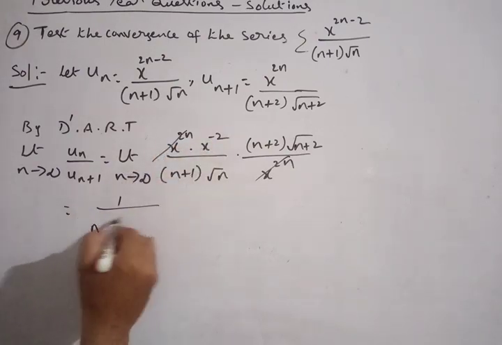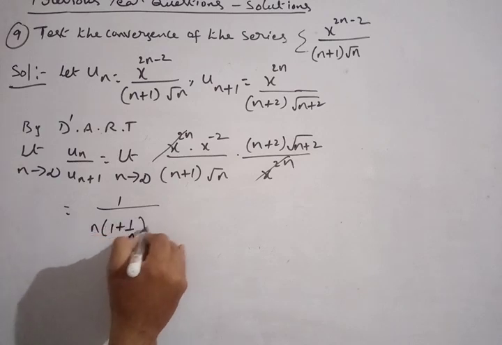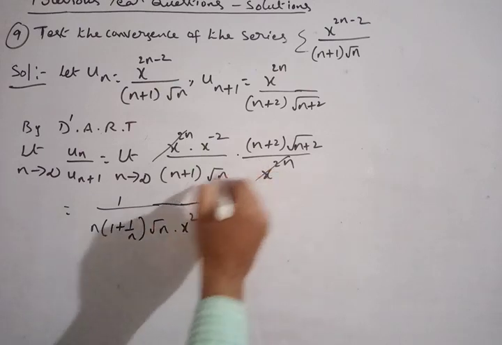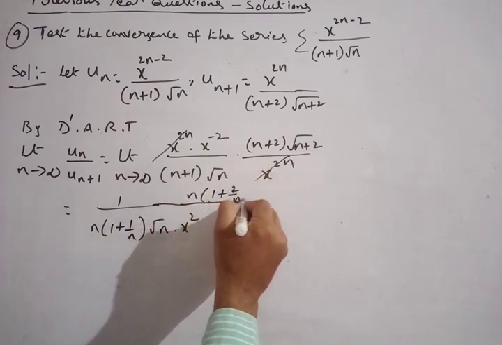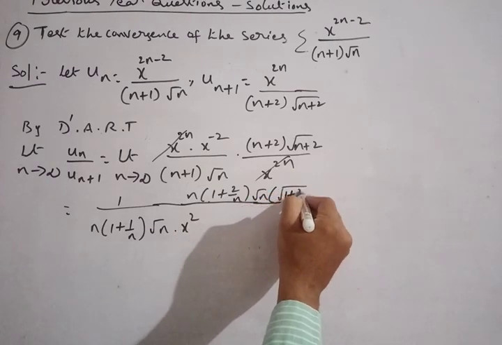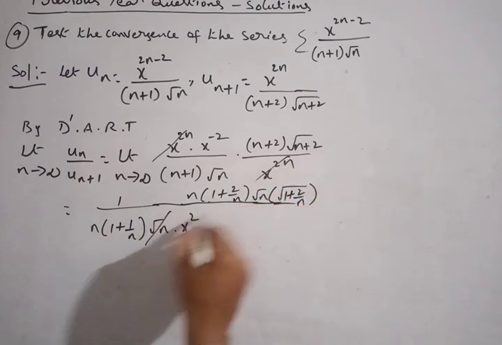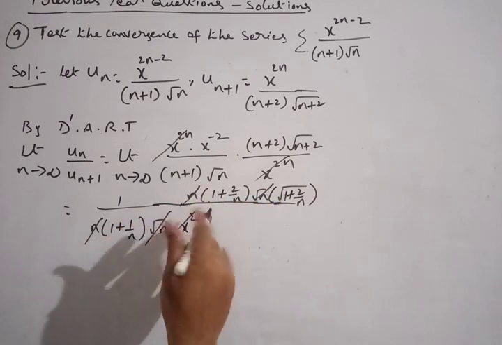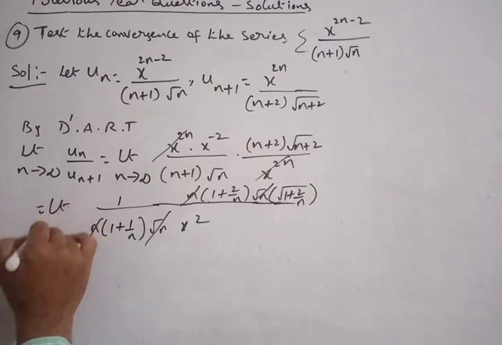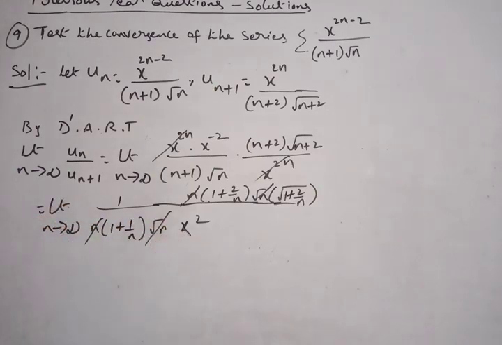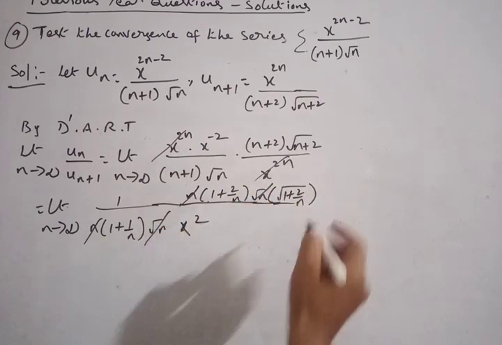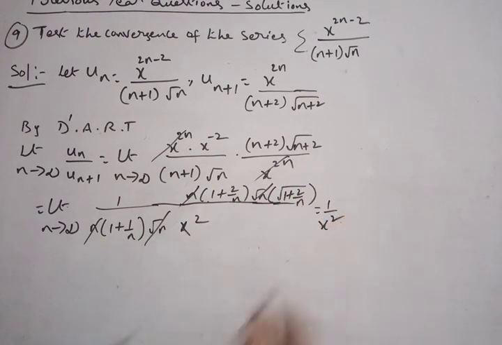So n, take out n common, 1 plus 1 by n, root n is as it is, this x power minus 2 will come x square. And here if I take n common, 1 plus 2 by n, root n into root of 1 plus 2 by n it becomes. So root n cancel, n cancel, x square is as it is. So limit is there. If I apply the limit n tends to infinity, what happens? Anything by infinity is 0, so I get 1 by x square.